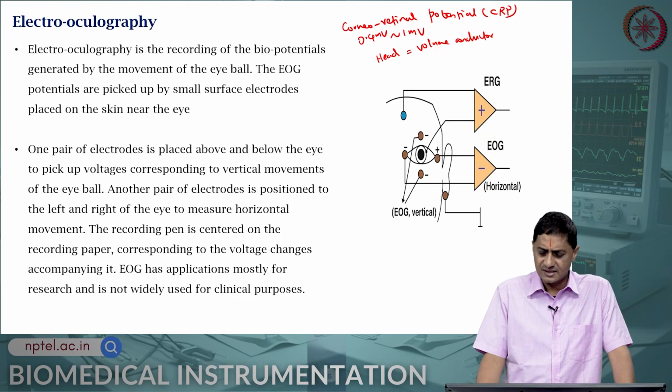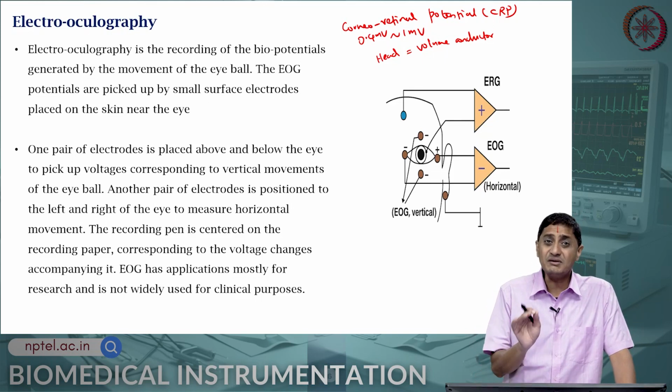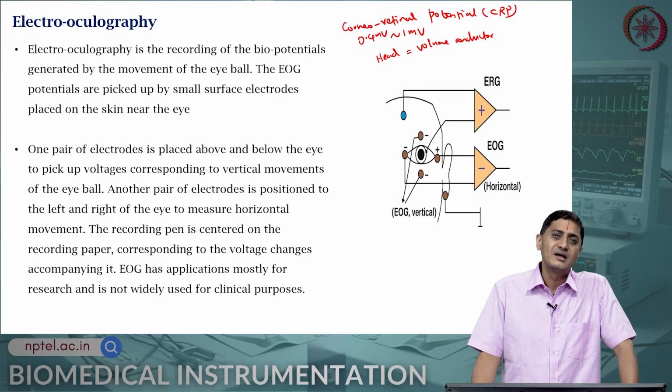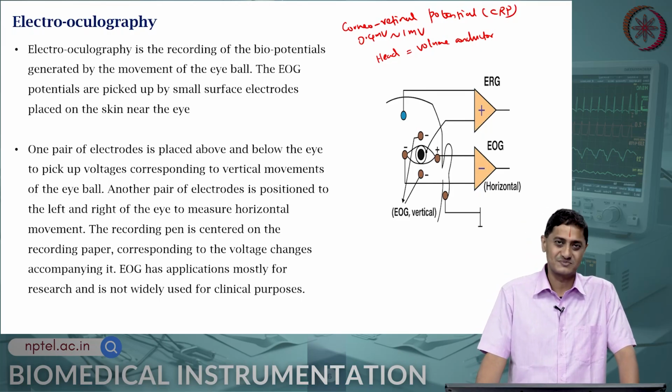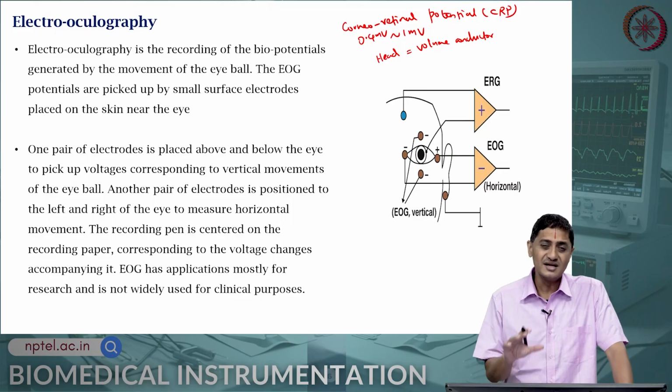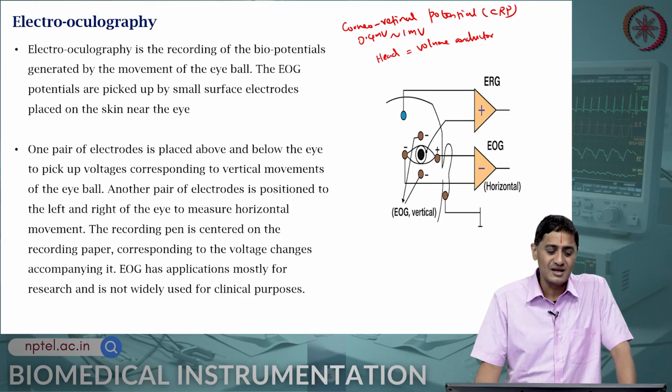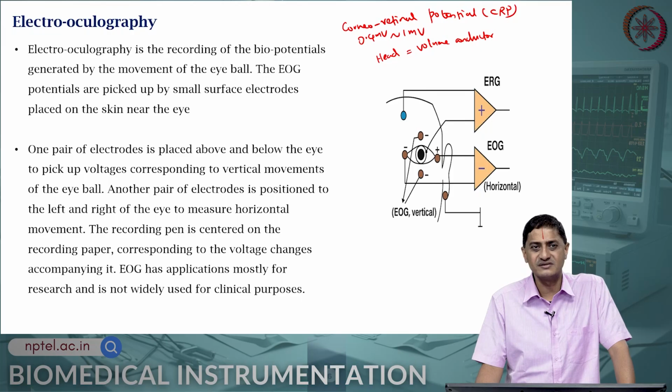Note critically that EOG does not measure movements, rather it measures the electrical activity, rather it measures the electric dipole and its direction. That is what is measured, not the muscle movements. There is a difference. Muscle movements means it is somewhat similar to EMG, but that is not what is happening here. EOG essentially measures the activity of the electric dipole, that corneoretinal potential.